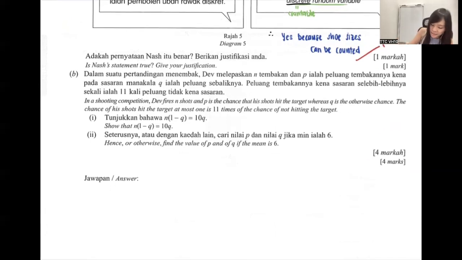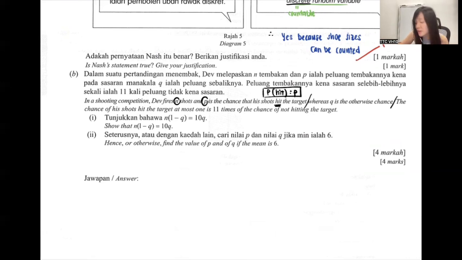Understand? B, they say, in a shooting competition, they fire N shot to N times. I don't know how many times, but maximum N times. And P is the chance of his shot hit the target. So the probability hit is P. That's what I try to say. Okay.